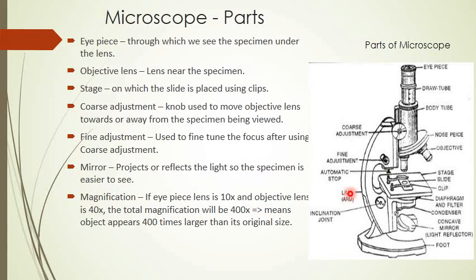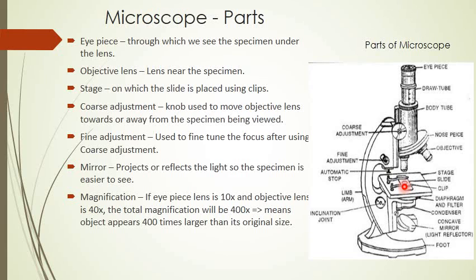The eyepiece has one lens, and the objective lens also has a lens. The eyepiece has some magnification like 10x, 20x, 40x, 100x, etc. In the same way, the objective lens has some magnification like 10x, 20x, 100x, 400x, etc. Based on the eyepiece magnification, we get a bigger view.